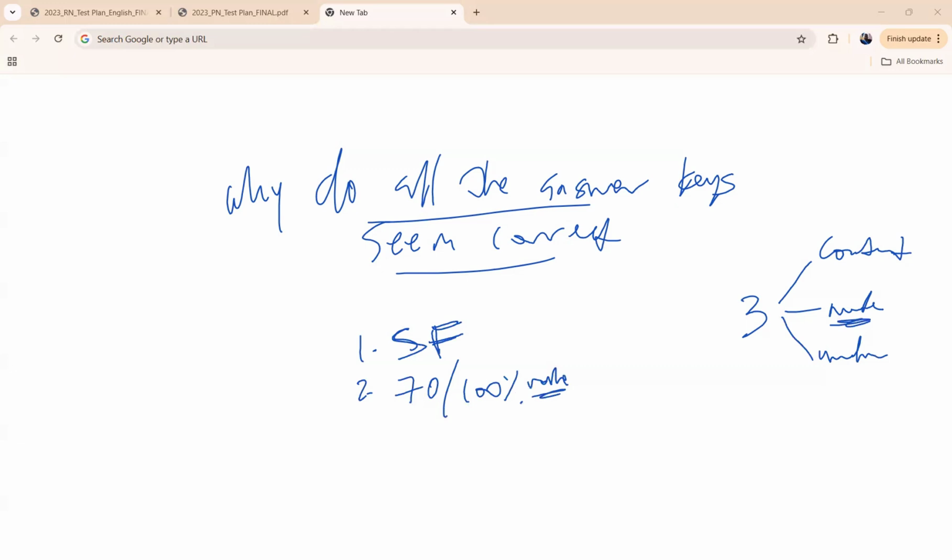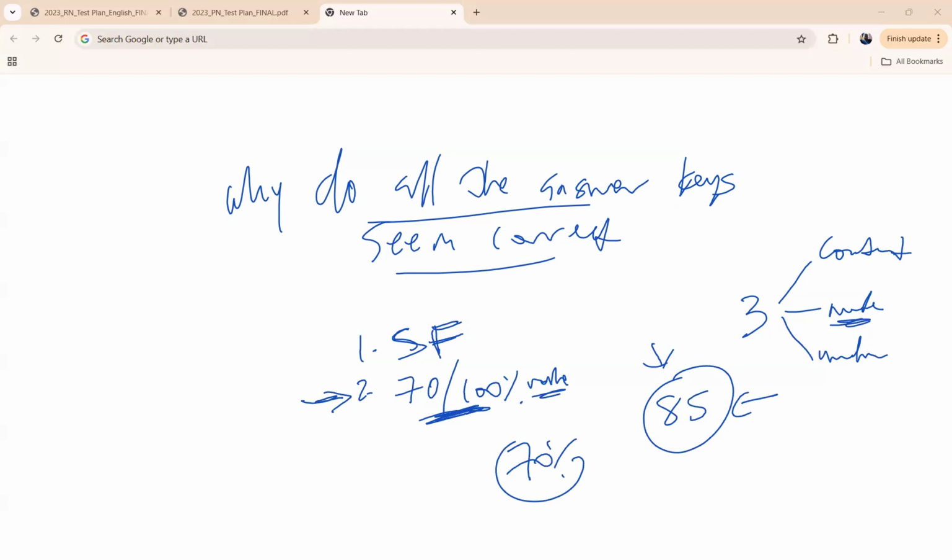Let me just say this. If you are taking the NCLEX exam and you want to pass in 85 questions, 70% of the questions follow this particular rule, the 70-100% rule, whereby your answer key will be written to be 70% correct, and then a 30% statement in that long answer key will make the whole answer wrong.